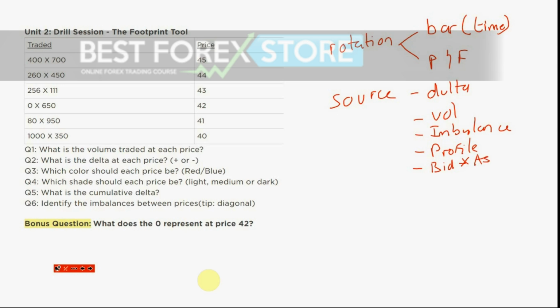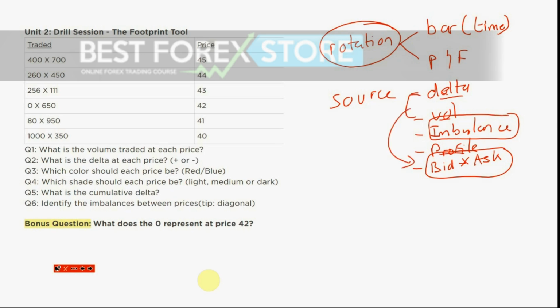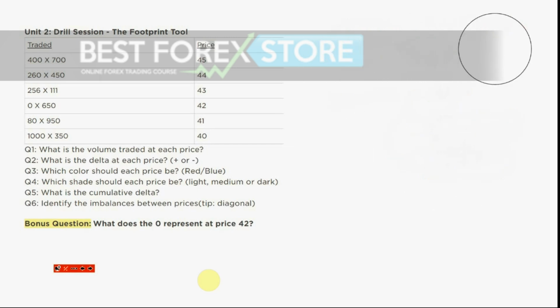Now, most importantly, guys, as I mentioned, throughout this course and all the examples, we are going to utilize both sets of rotations for different strategies. In terms of the source, we are predominantly going to focus on the bid times by ask, as well as develop a specific strategy utilizing the imbalance. Just to note, the reason we don't utilize the delta, volume, and profile is very simply because you can get all of that information within the bid times by ask source. So that's what we dealt with in Unit 2.